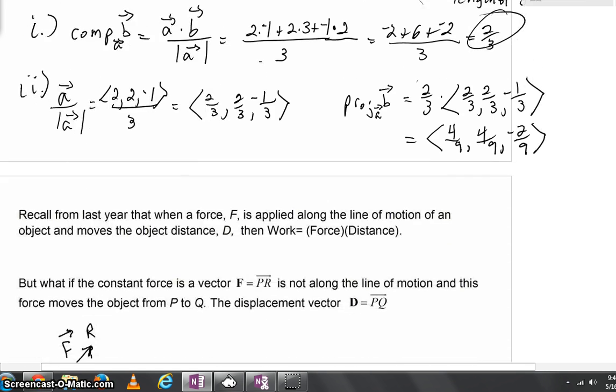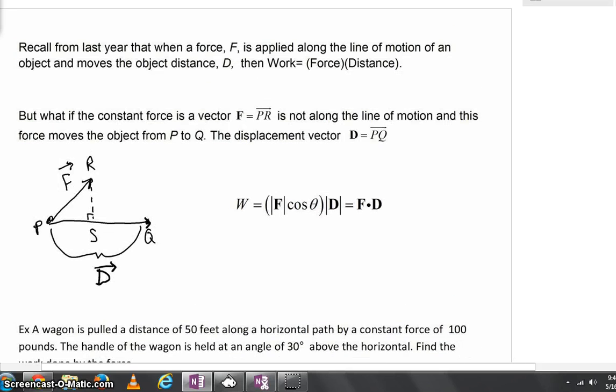Taking a look at this other part, recall from last year we dealt with Hooke's law and we dealt with work, but we always had force along the line of motion. Force was always going in one specific linear motion, and you'd move a certain distance. Work was force times distance. But what if the constant force is a vector PR that's not along the line of motion, and the force moves from P to Q? This displacement vector we'll call D. That's the distance that we're going to be moving.